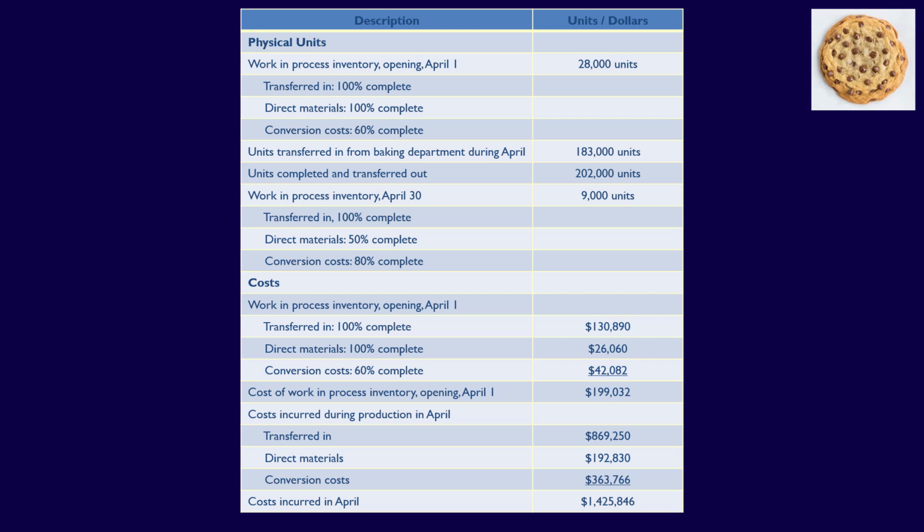Units completed and transferred out, 202,000 units. Work in process inventory, April 30th, 9,000 units. Transferred in, 100% complete. Direct materials, 50% complete. Conversion costs, 80% complete.